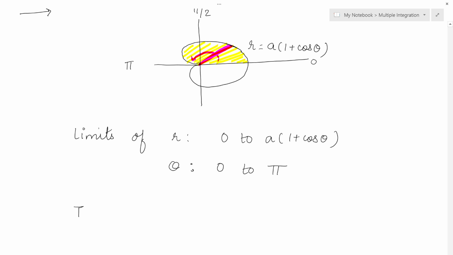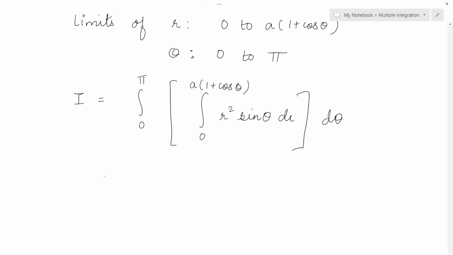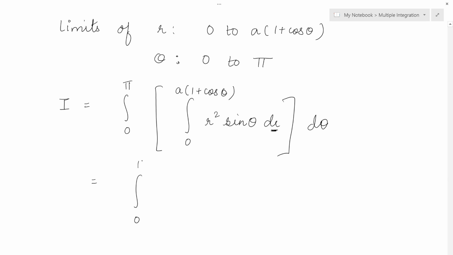Right? So my final integration will become 0 to pi. The outer limits are always for theta. The inner limits are for r, 0 to a into 1 plus cos theta, of r square sine theta. So now let us evaluate the integration. Here we are integrating with respect to r. Sine theta can be taken outside the integration. I am not doing it by I1, I2. Here I am doing the integration directly.